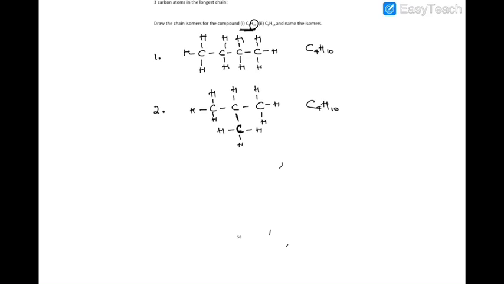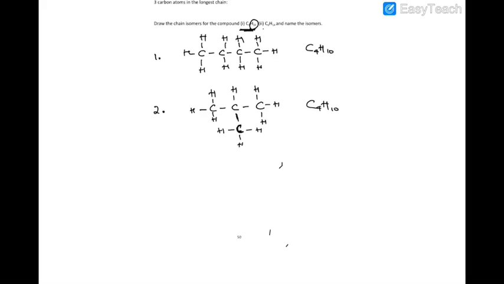For C4H10, you start by drawing the molecule with 4 carbons: 1, 2, 3, 4. That's one chain isomer. Another chain isomer will have 3 carbons. A total of 4 carbons is needed, so I'll add 1 as a branched carbon here, and I'll fill up with hydrogen, making sure that I end up with 10 hydrogens each time. So this is C4H10 and this is C4H10. These two are the chain isomers.